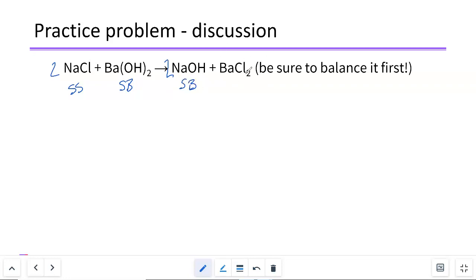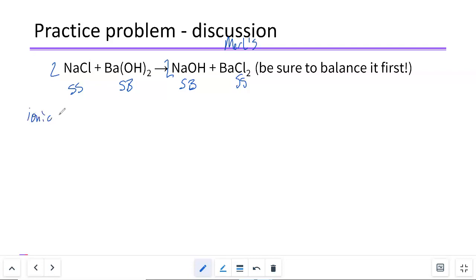Barium chloride, remembering our rules for chlorides, does barium fit one of the Merle's exceptions? It's not mercury, it's not lead, it's not silver, it's not an exception. It must be soluble.